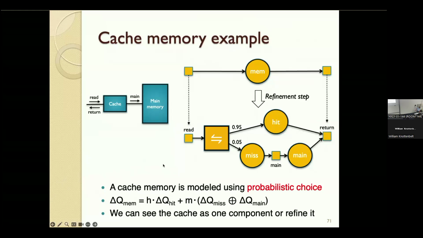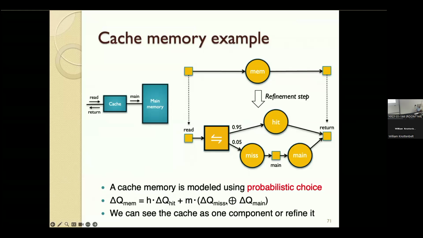operation can be computed from the delta Qs. I'm not going to give you right away the semantics, but you can actually mathematically compute that. It's actually a weighted sum where H and M are the hit and miss ratios. Delta Q hit is the time that it takes for the cache to determine the hit. Delta Q miss is the time it takes to determine a miss. And delta Q main is the time of a memory read. So that if there's a miss, we do a main memory read. So here we have a convolution between the miss and the main memory. And the hit and the miss sides are computed with a weighted sum, okay?